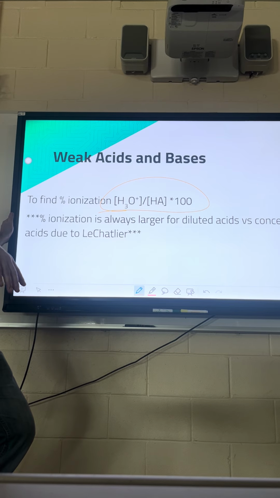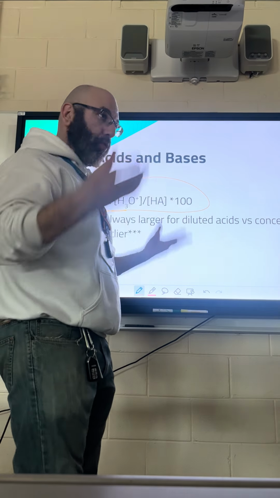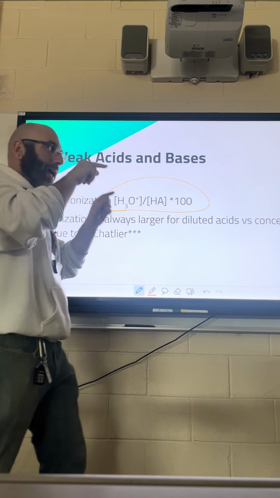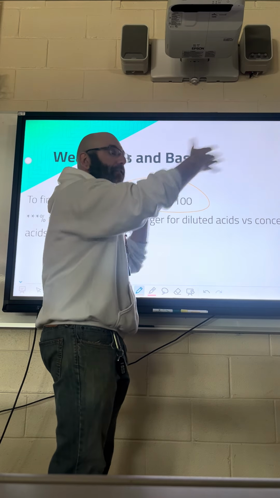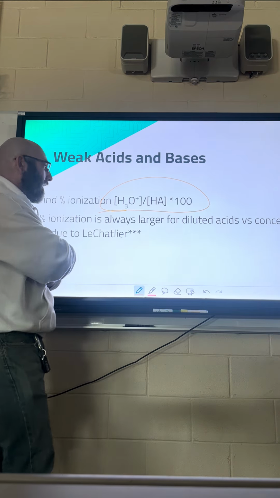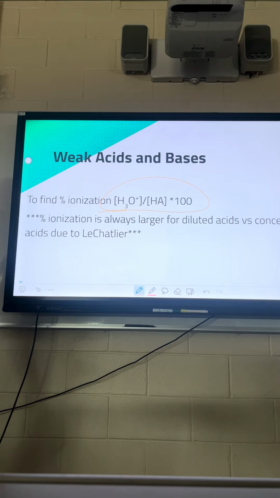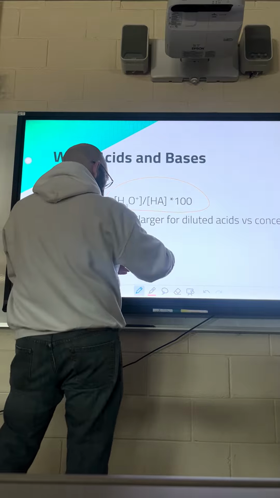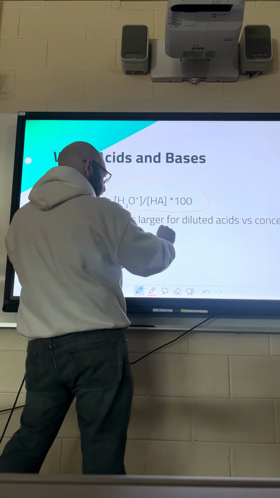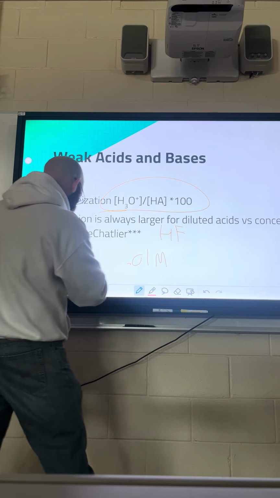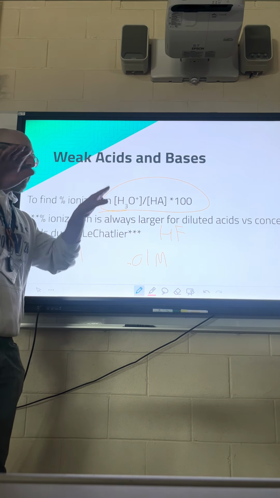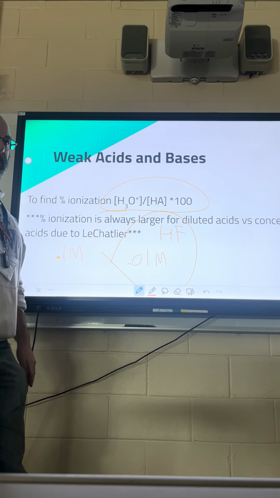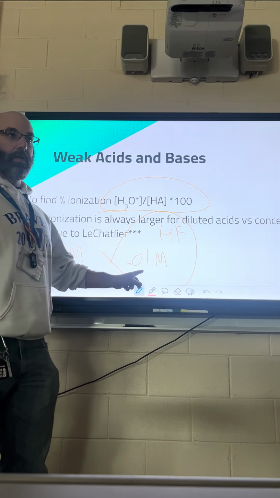If you dilute an acid, it will always ionize more. And it goes to Le Chatelier. Q ends up being less than K, so the reaction has to go to the right, and it further ionizes. That's always true. So if you have a 0.1 molar solution and a 0.01 molar solution, and they're both hydrofluoric acid, if you asked which one has a greater percent ionization, it's this one, because it's got a lower concentration.